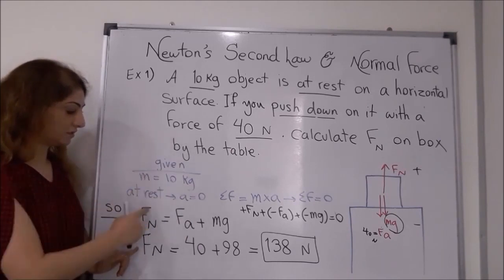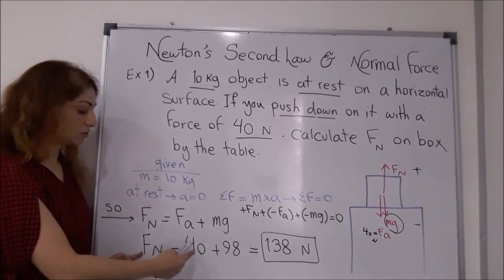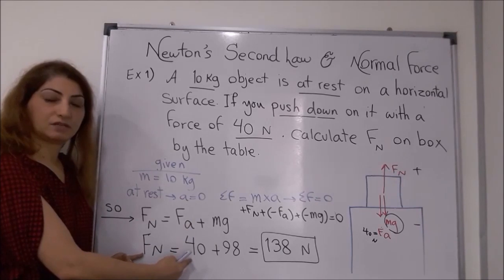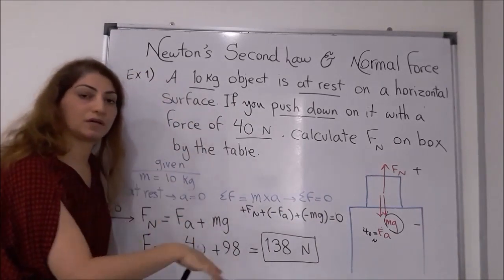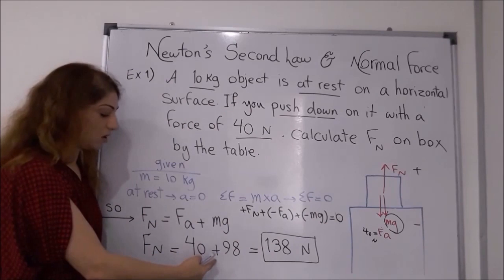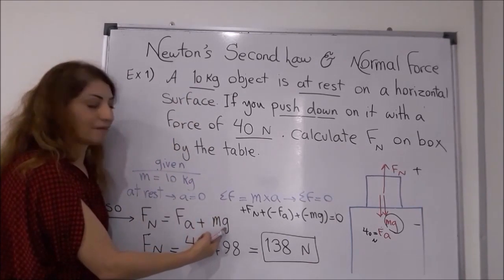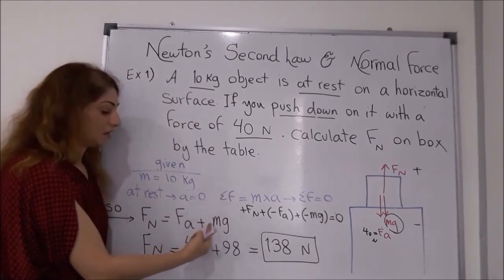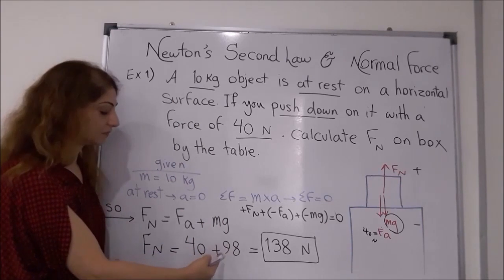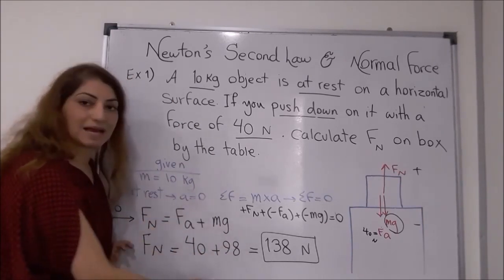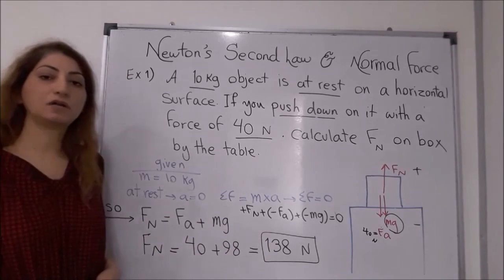Now, what is given to you? You have to calculate the normal force, so you don't have this one, which equals the pushing down force, the force that we are applying on the box. How much is it? It is 14 newtons. Plus m times g. M is 10 kg, and gravity is 9.8. So it is 10 times 9.8, which becomes 98 newtons. You do the math, you can use a calculator, and the answer will finally be 138 newtons.